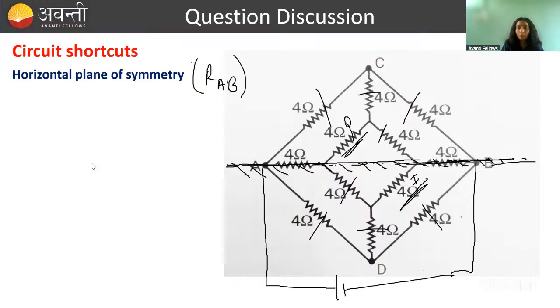Again, for it to be symmetrical, it is important that if it is 4 ohm, then it has to be 4 ohm. Let's say this is 4 ohm, this is 2 ohm. Then this cannot be the mirror image of 4 ohm, right? Both resistances have to be equal. And if you see that these are mirror images of each other, then what you can do is fold one over another.